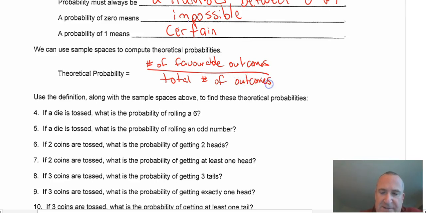And this is why it's a good idea to have the sample space, because if you have the sample space, you will know the total number of outcomes and you'll know what to put on the bottom. So using our sample spaces that we had above, we can find these probabilities.